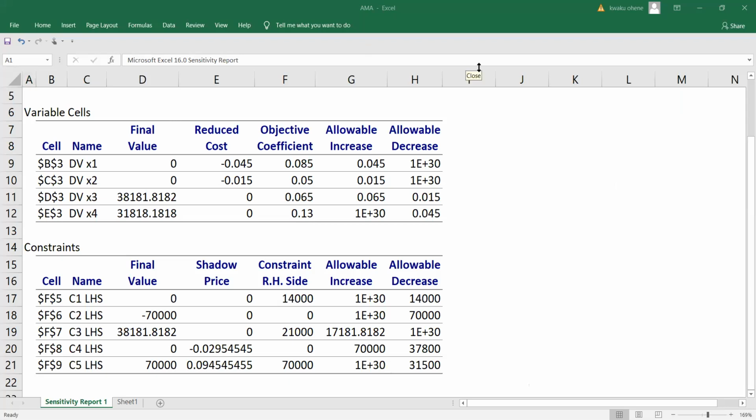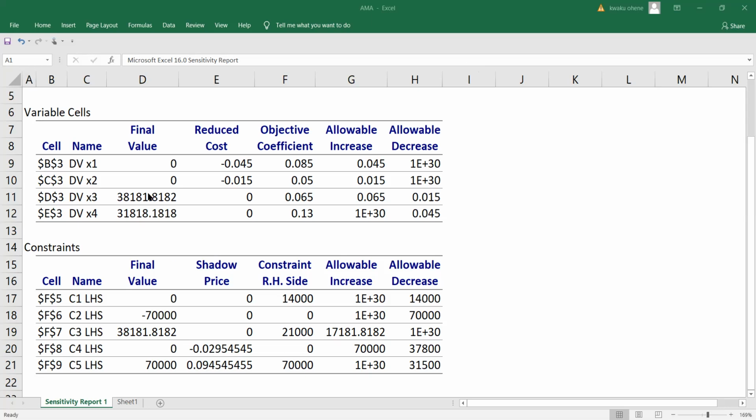Okay. Let's see what I can. Let me try this and see. What if we invest 38,181 in treasury bill and 31,818 in stocks? That's stock. No stock. That's it. Exactly the answer. That is how it is.